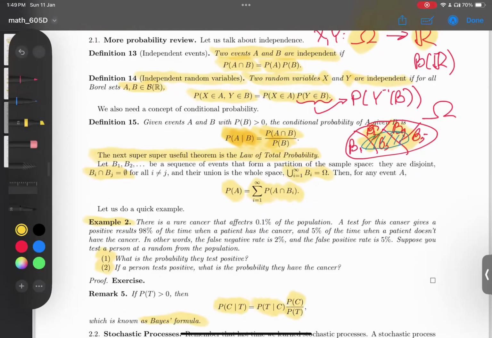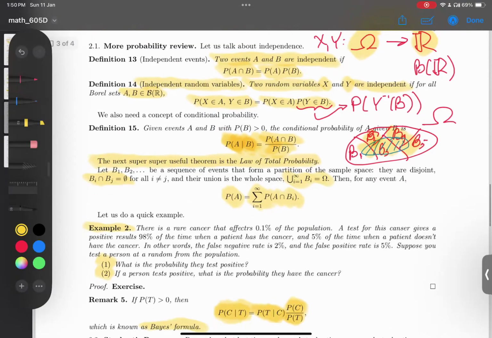Then in this case, the Bayes formula says that you can compute this probability over here by just reversing the order for T and C and taking the ratio of the probabilities of P of C over P of T. So in this short note, you can see this section on the lecture where we were focusing on defining independent events, independent random variables, conditional probability, the law of total probability, and a small example with a Bayes formula.